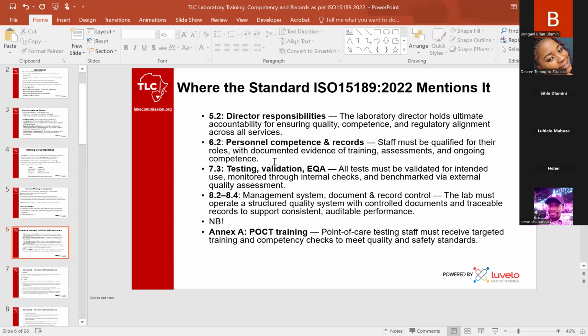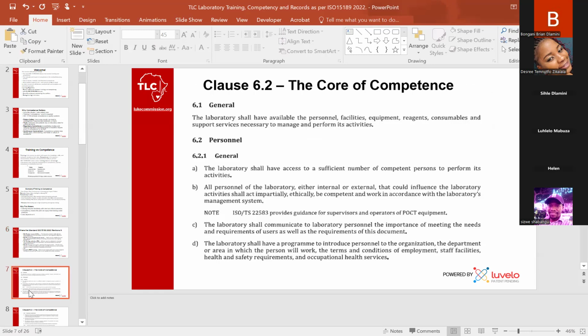Okay, very important is the new addition to the ISO 15189-2022, which makes the laboratory responsible for point of care. Okay, Annex A, POCT training. Point of care testing staff, anyone who does point of care, must receive targeted training and competency checks to meet quality and safety standards. Point of care is very, very important. I mean, the training and competency of it. Okay, we're going to go through clause 6.2 directly from the standard, the core of competence.